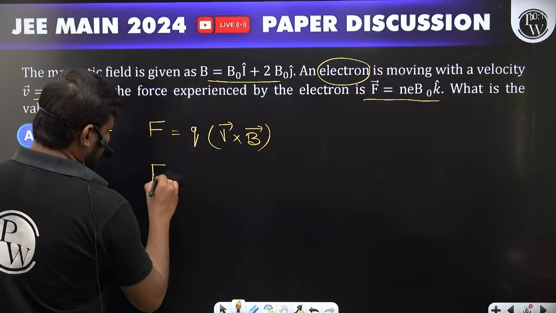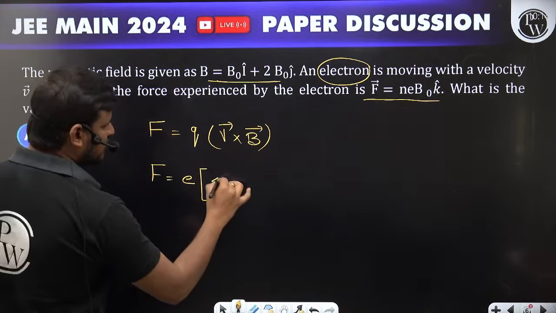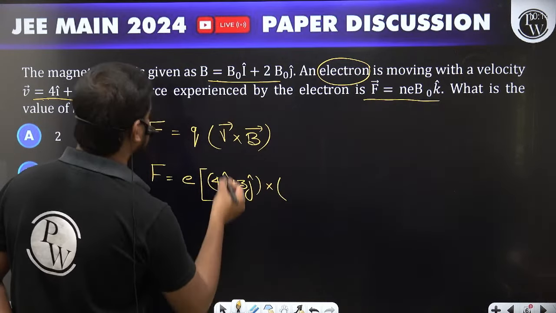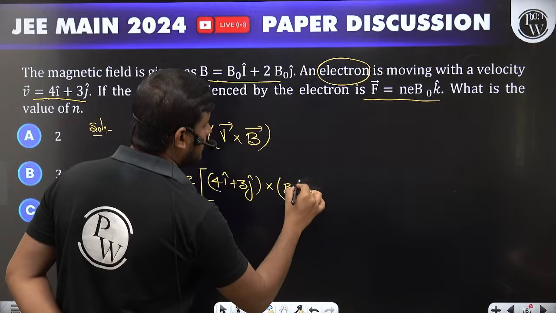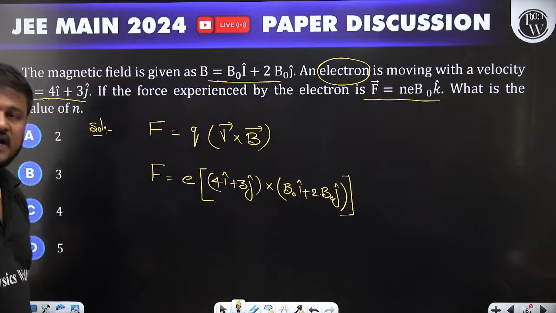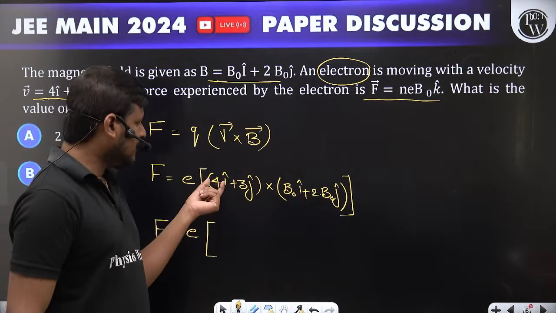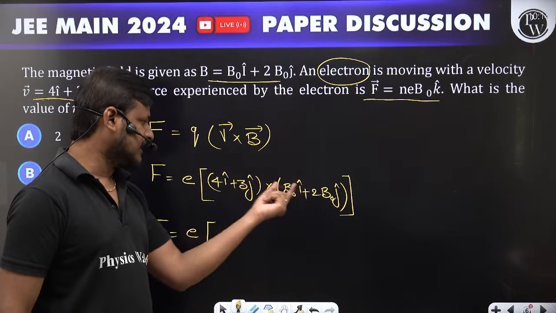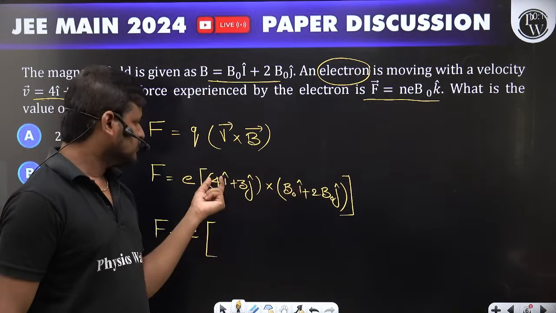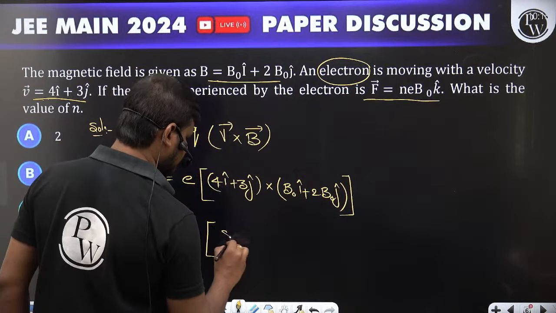Now, the force will be equal to, in place of Q, I'll write electron charge e into V. So the V is 4i cap plus 3j cap, cross product, cross B. What is B? B naught i cap plus 2B naught j cap, right? So now F, the force, is equal to e into, do the cross multiplication. Multiply 4i with these two and multiply 3j cap with these two. So here 4i cap cross B naught i cap, I cross I is zero. Then 4i and 2B naught j, so 4 into 2B naught, which is 8B naught.